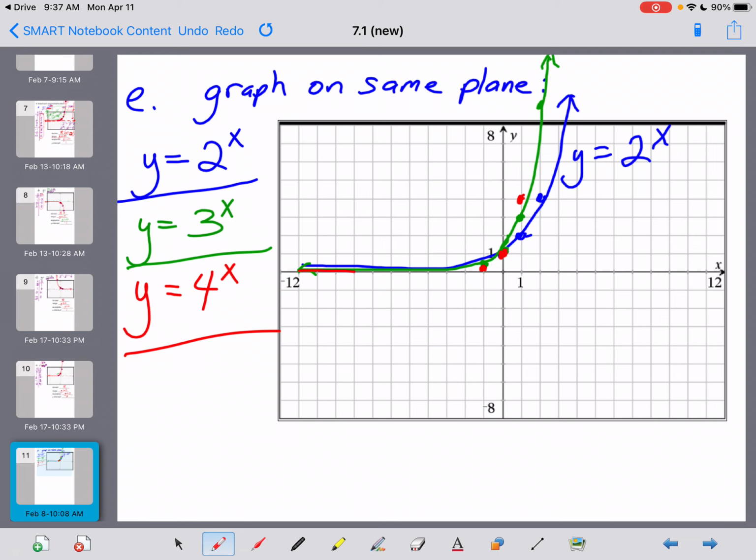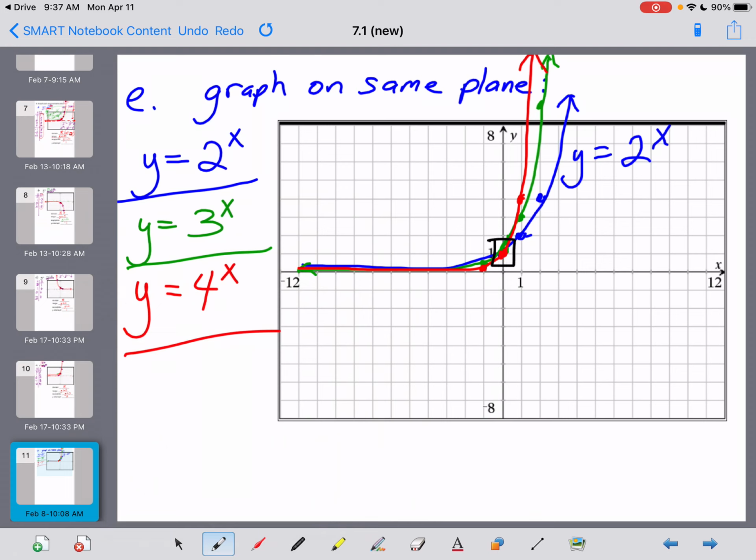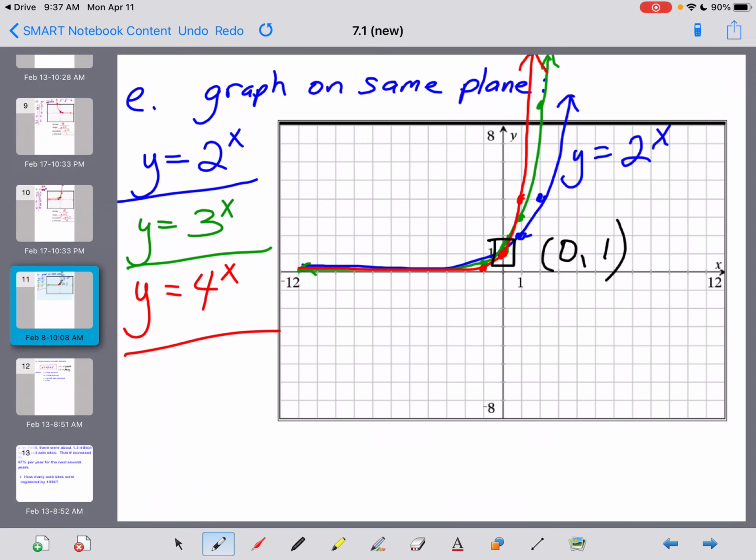So it's really difficult for me to show you guys this accurately. But that red graph is even lower than the green graph on the left and even higher than the green graph on the right. And the key to this mess here, guys, is that all of them pass through this same point right here at 0, 1. That's the y-intercept for all of those.